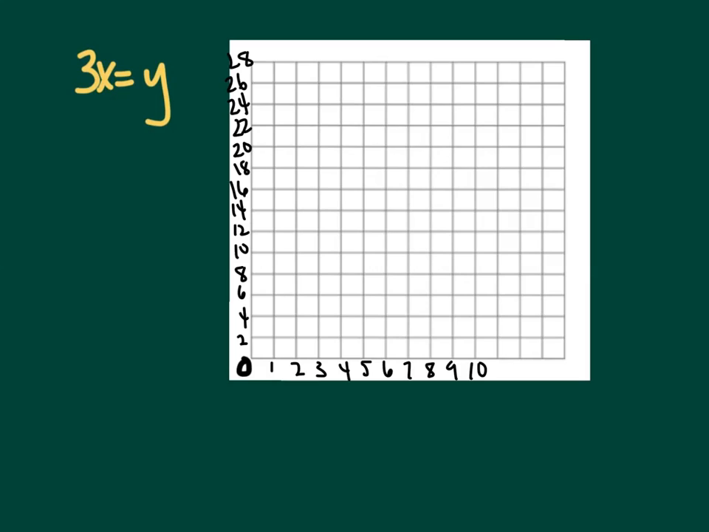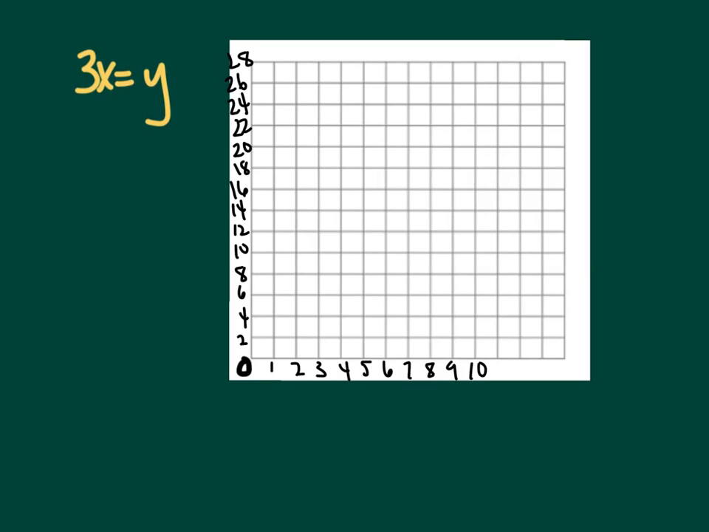Another way to test for that proportionality would be to use your equation to make a graph. However, by finding the graph, you've already basically had to make the table. But I just want to show you what the graph would look like for that example of 3x equals y. Alright, so now we have a graph, and I am going to plot the points from the previous slide.